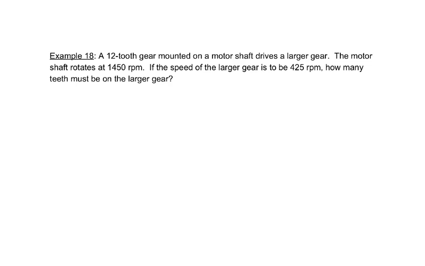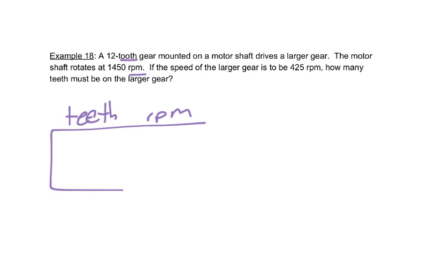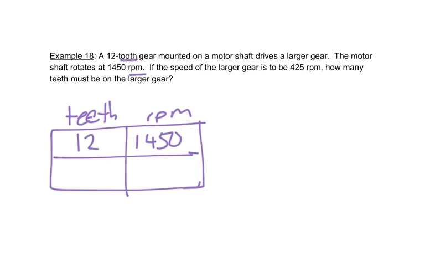Here's another gear problem. You can see we have teeth and RPMs. Okay, a 12-tooth gear is mounted on a motor shaft that drives a larger gear. The motor shaft rotates at 1450. Okay, so we have a 12-tooth gear and it rotates at 1450 RPMs. The speed of the larger gear has to be 425 RPMs. So how many teeth should we have on that larger gear?